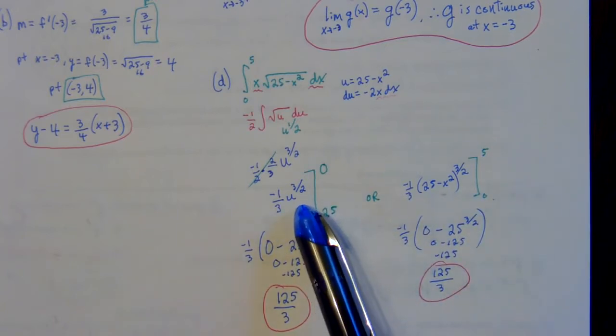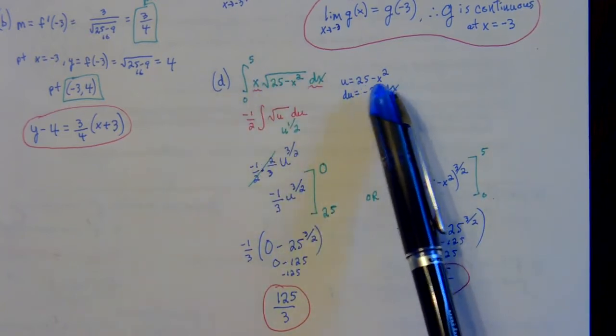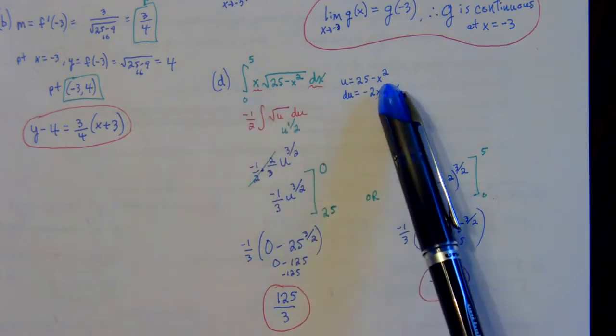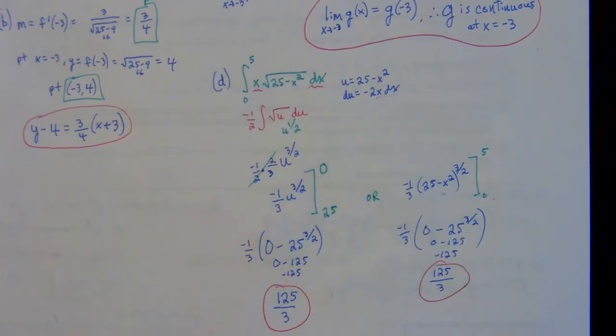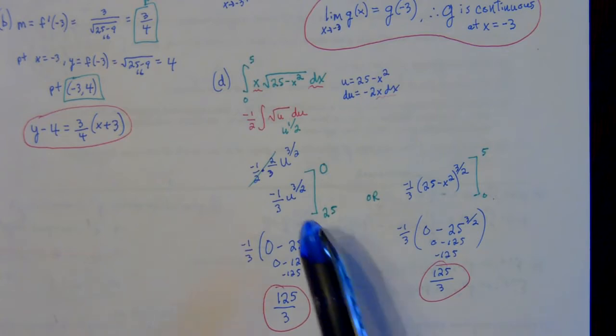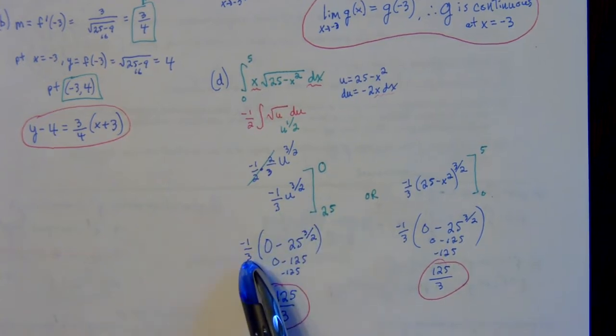Or if you just stop right here and switch your x's to u's, if I take the 5 and plug it in, 25 minus 25 gives me 0. If I take the 0 and plug it in, I'll get 25 for that. So I'll plug in 0 for the u, and plug in 25 for the u. And then this is a no calculator problem, so I always pull out those extra constants in front so I don't have to worry about them.